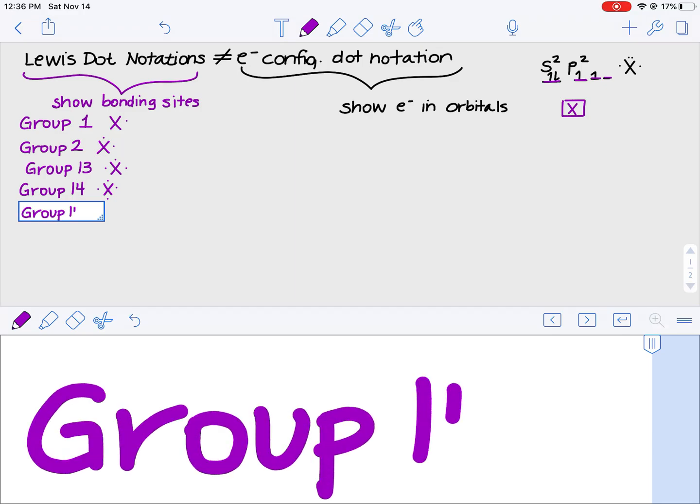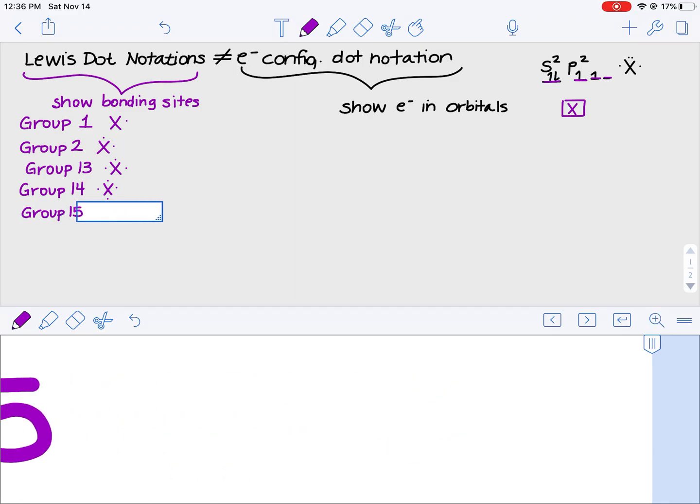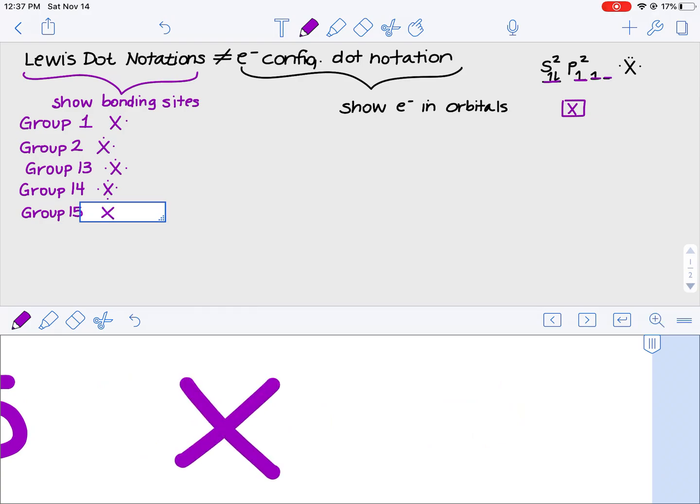The elements in the nitrogen group, which is group 15, have 5 valence electrons. If I follow the pattern that I've been doing here, we have 4 sides to our imaginary box, but 5 electrons that I need to organize. So I'm now going to need to choose a side and double up on it.